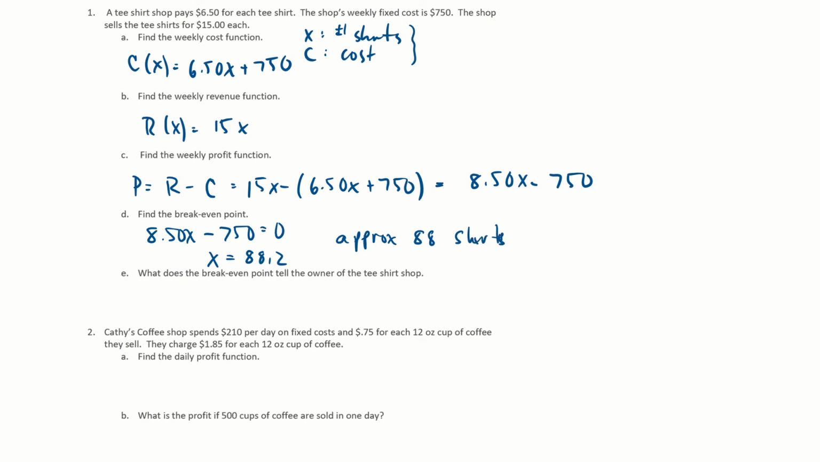Now keep in mind, if you sell 88 shirts, you're going to lose money. If you sell 89 shirts, you're going to make money, right? So what does the break-even point tell the owner? If the owner sells over 88 shirts, he will start making a profit.